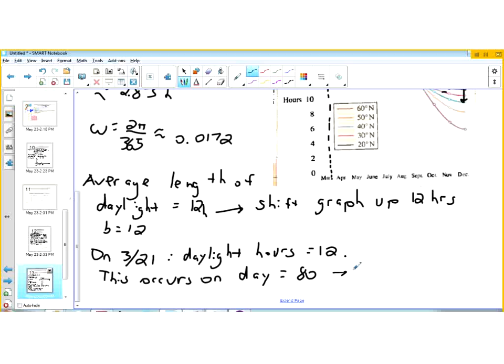Okay. All right. So this means that the average value occurs, so that this would be our C value. So C, where the average value of the function occurs, would be the number of days since January 1st where the average value of the function occurs, which would make C equal to 80. Okay, so that would define our C value. All right, and so we have all the information now.